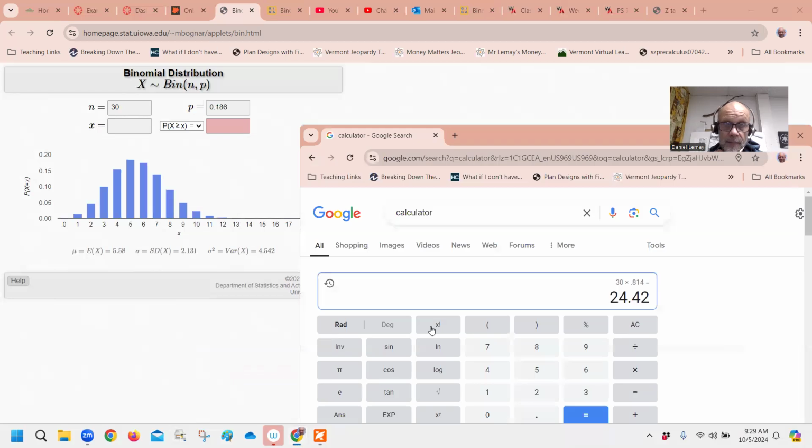I'm going to do 30 times 0.186. Well, that's just barely greater than 5. But it's using the rule that would satisfy. We could still use that mean and two standard deviation shortcut.